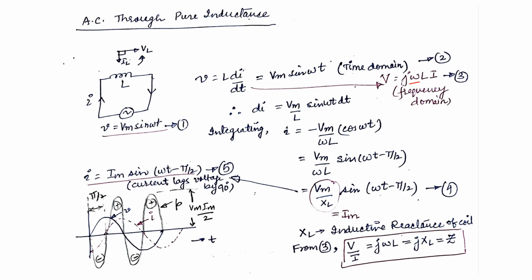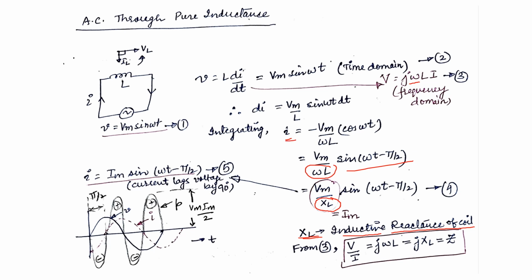Integrating on both the sides, we can write the expression for I is equal to minus Vm by omega L cos omega t, which can be written in terms of sine as sin(omega t minus pi by 2). Here, in Vm by omega L, this term omega L is represented by a variable known as XL. This XL is known as the inductive reactance. Inductive reactance of the coil is XL, which is equal to omega L, where omega is 2 pi f. This entire term Vm by XL is equal to Im, that is the maximum value of this current.